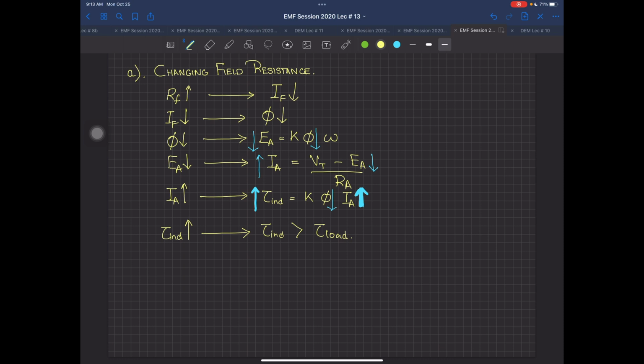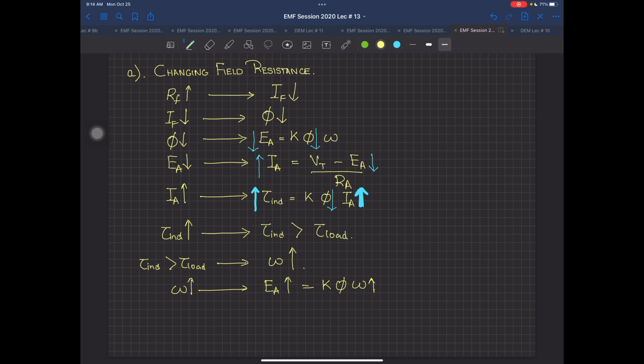उससे क्या होगा, what will happen, certainly because of this inequality, that is T induced greater than T load, your speed will go up. Now when your speed has gone up, your EA will now go up, because your K phi omega has now gone up. Your omega has gone up, so your EA has now gone up. This is all happening in steady state, in transient analysis over there.